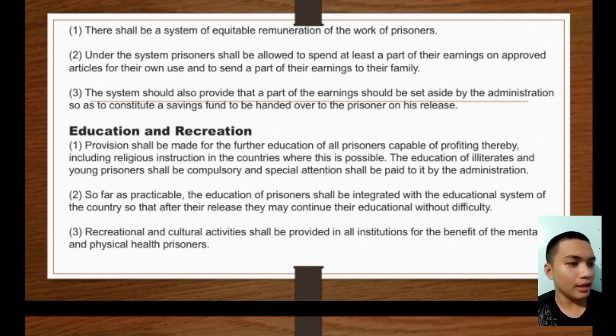Then 3. The system should also provide that a part of the earnings should be set aside by the administration so as to constitute a savings fund to be handed over to the prisoner on his release. So meaning daw, naabot daw rights ang isa ka prisoner na himong savings ang iyahang part sa iyahang earnings kung asa kini makuha niya paggawas niya sa prisuhan.